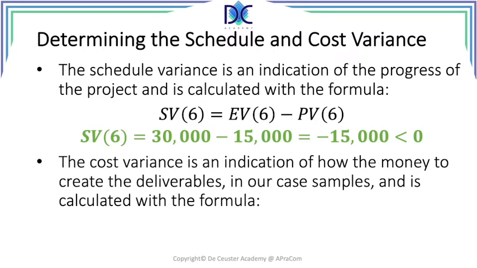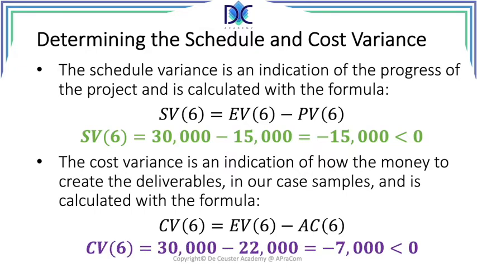The cost variance is an indication of how the money to create the deliverable, in our case the samples, is used, and it is calculated with the formula CV is EV minus AC, and we do that again on day 6. So the CV at period 6 is 15,000 minus 22,000, which is minus 7,000, so the cost variance at day 6 is minus 7,000, and it is smaller than 0.